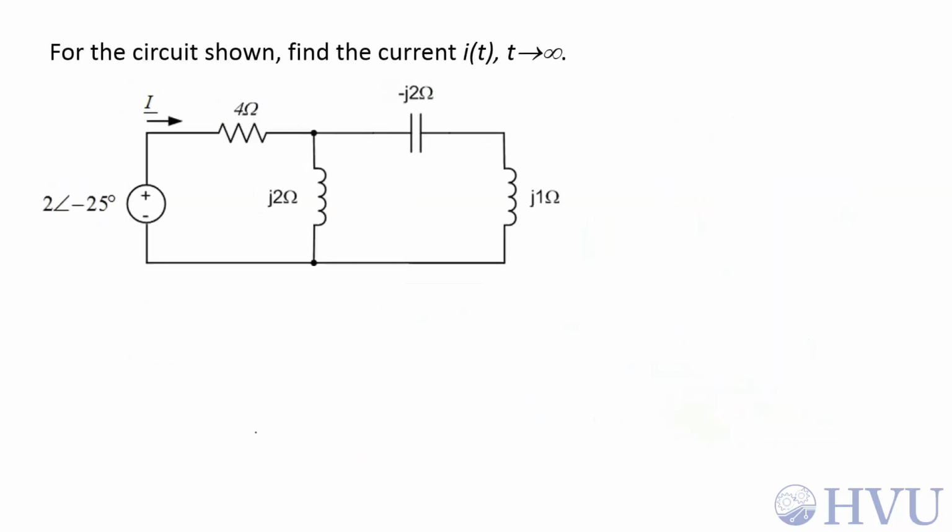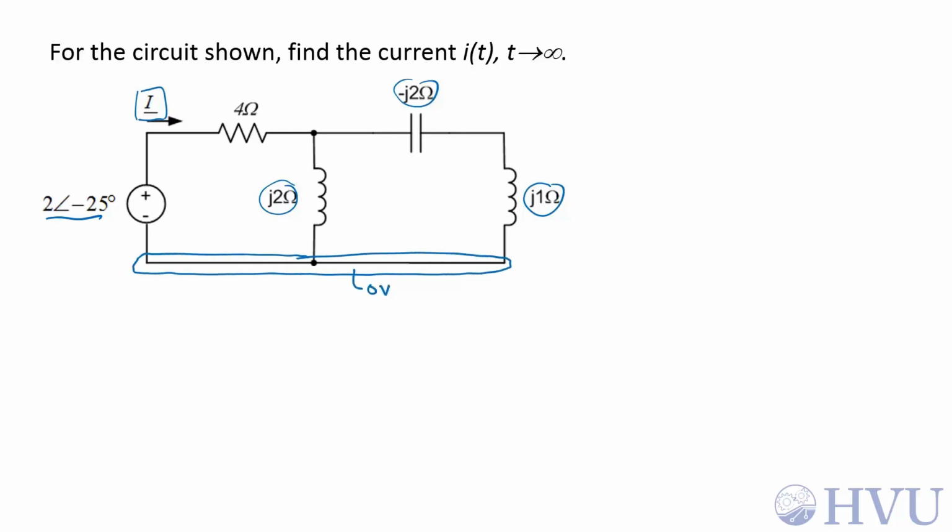Okay, it's still my frequency domain circuit. All of my elements are represented by impedances. My voltages and currents are represented by phasors. So I need a reference terminal. I'll call this node 0 volts.